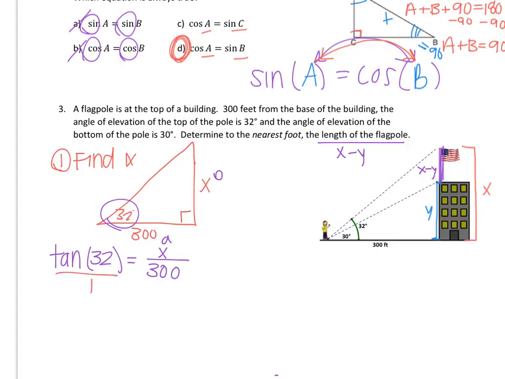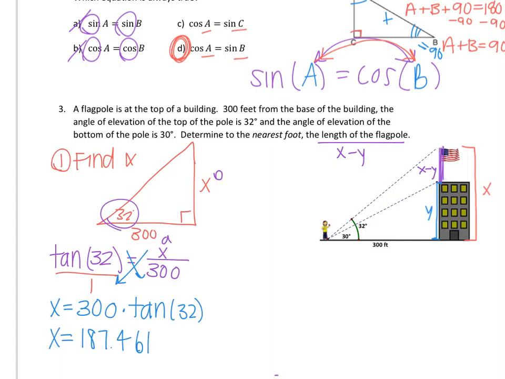So I have tangent of 32 equals x over 300. You can see that I put my tangent of 32 over the value of 1, so that this way we can cross multiply. x equals 300 times tangent of 32. We can type that right into the calculator and we get a value of 187.461. And at this point, I'm going to leave it as the big crazy decimal.